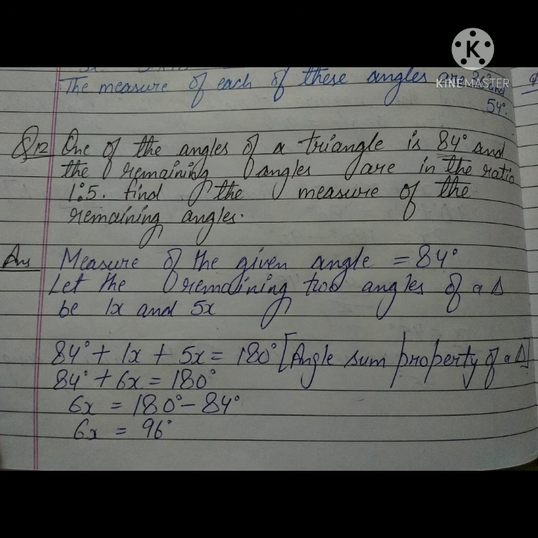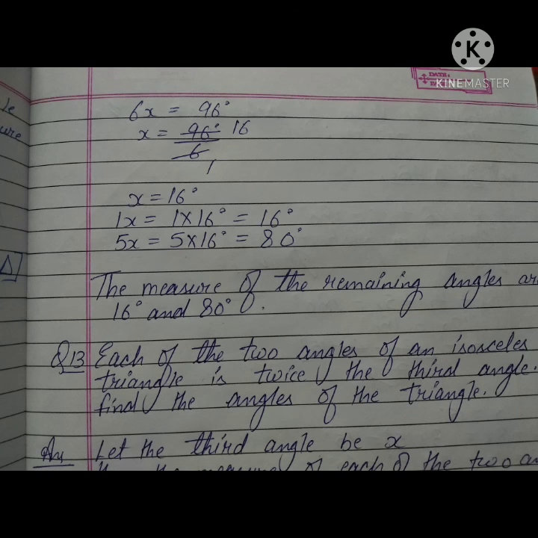So 84 degrees plus 1x plus 5x is equal to 180 degrees, that is the angle sum property of a triangle. 84 degrees plus 6x is equal to 180 degrees. 6x is equal to 180 minus 84 degrees. 6x is equal to 96. x is equal to 96 divided by 6. 6 1s are 6, 6 16s are 96. x is equal to 16 degrees.